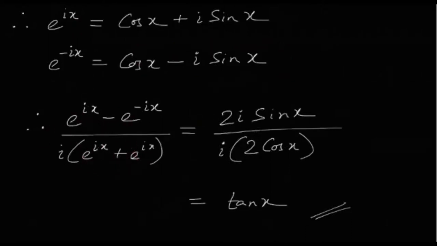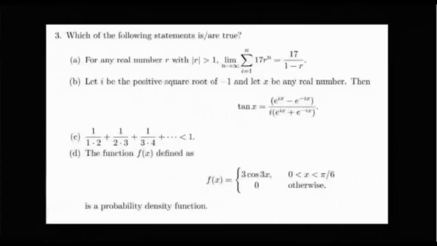Here it's going to be a minus sign. So just subtracting equation 1 and equation 2, the first equation and the second equation, we get 2i sin x, and adding these two, using these two equations to figure out the difference and the sum, we get 2 cos x. So this is 2i sin x divided by i into 2 cos x. So ultimately it's tan x. So the second question, B, is actually true. Tan x can be written as this thing, so this is true.